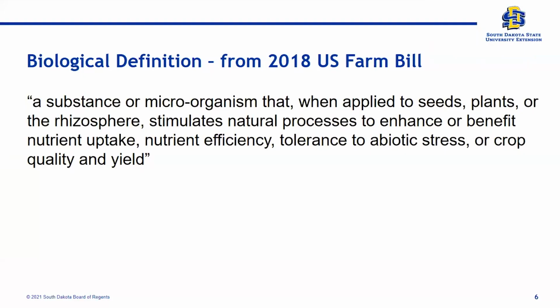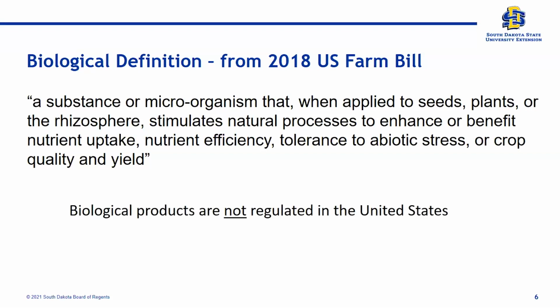And here's the definition that came from the 2018 Farm Bill. It says a substance or microorganism that, when applied to seeds, plants, or the rhizosphere, stimulates natural processes to enhance or benefit nutrient uptake, nutrient efficiency, tolerance to abiotic stresses, or plant health, or crop quality or yield. So it has a very broad definition, which basically says it will do all the good to your plant, and then obviously you expect more yield towards the end of the season.